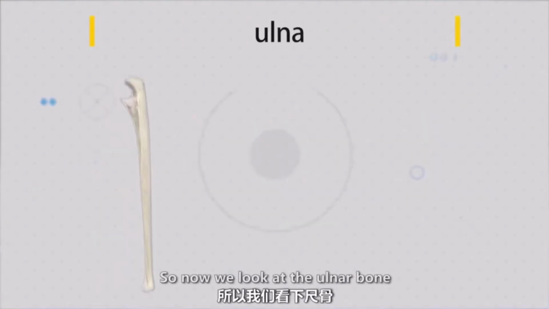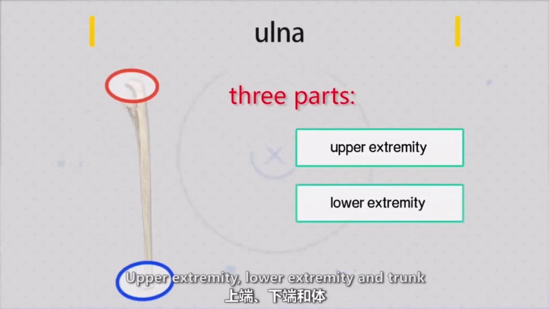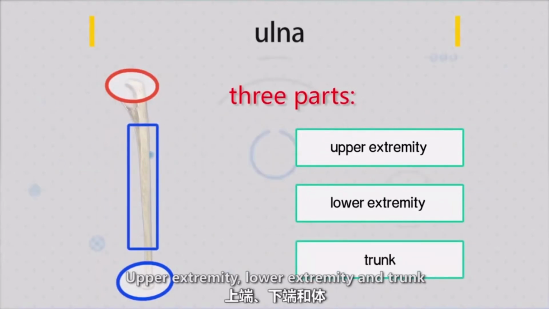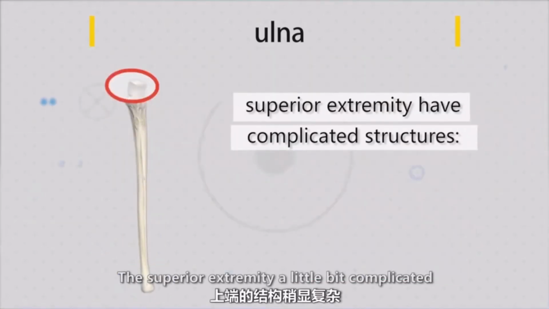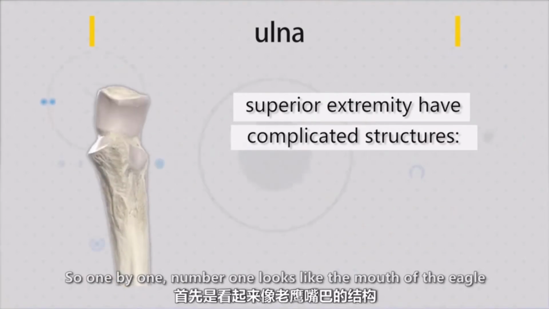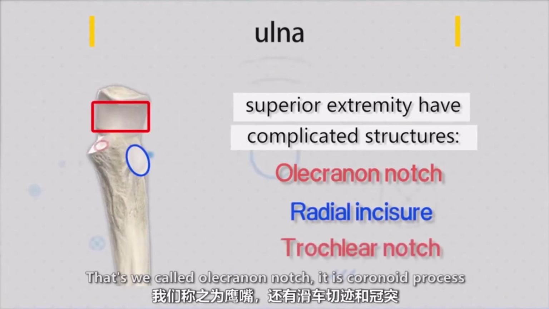So now we look at the ulnar bone. It is also divided into 3 parts: the superior extremity, the lower extremity, and the trunk. The superior extremity is a little bit complicated, so one by one. Number 1 looks like the mouth of an eagle. That we call the olecranon, and then the trochlear notch and the coronoid process.